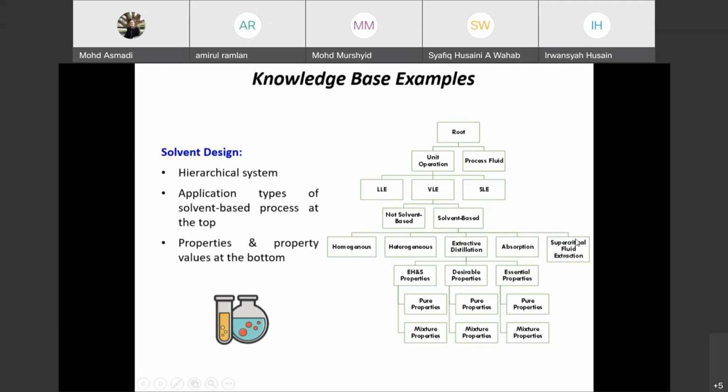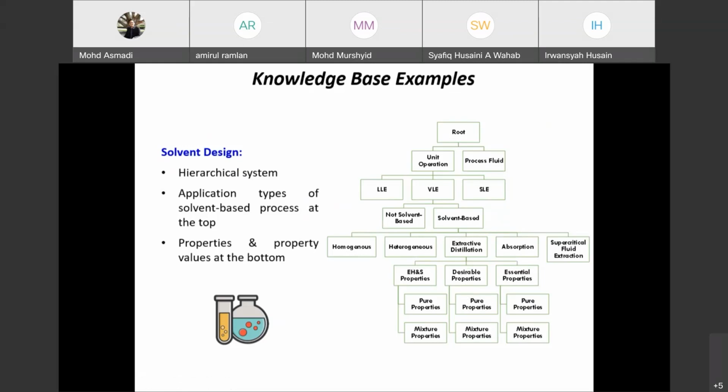Okay. Selalunya kita akan ada 3 branch lah dekat sini. Okay, kalau untuk extractive distillation dekat sini kan, EHS properties, desirable properties and also essential properties lah. Kalau solvent base ni. And then ada pure component mixture properties. Kita divide pada 3. This is for the solvent base lah. This is the hierarchy.